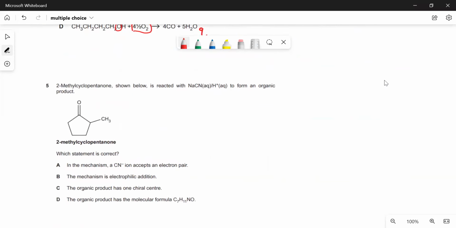Okay, 2-methyl cyclopentanone can be reacted with a cyanide ion. So of course what's going to happen here is the cyanide is going to nucleophilic attack. It's going to attack that carbon, so you're going to end up with, let's draw the product. Well, that is going to turn into an OH, and the cyanide is going to stick onto that there. So that is the product you're going to have here.